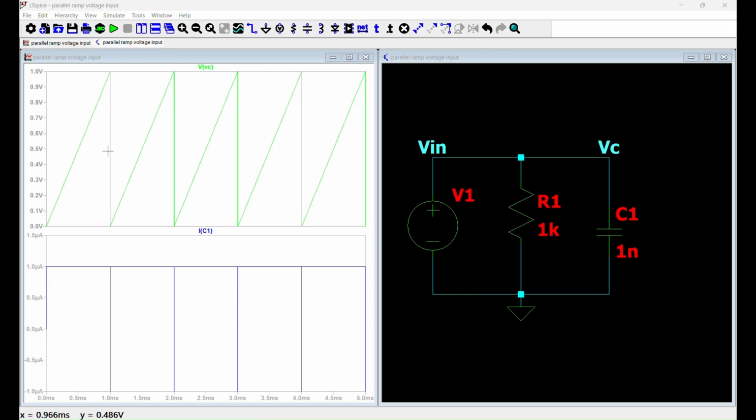And when the input voltage drops down to 0, there is a significant difference between 1 volt and 0 volt, and hence there is a current spike seen which reaches minus 1 microampere.